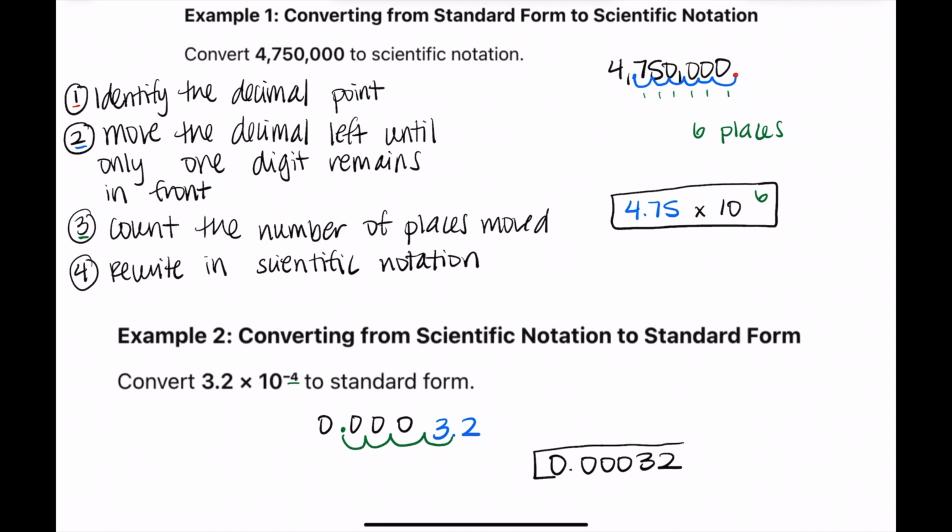0.00032. And one important note here: when you're converting scientific notation to standard form, we always have to pay close attention to the exponent. Here in our example, it was negative, so we moved left.